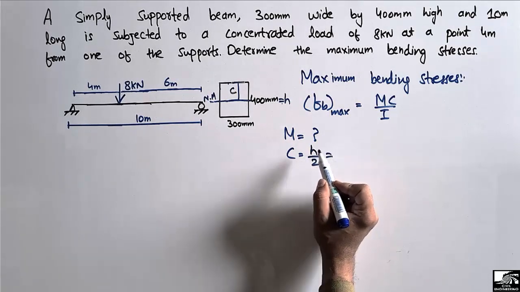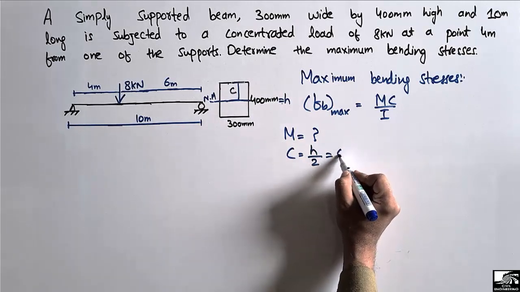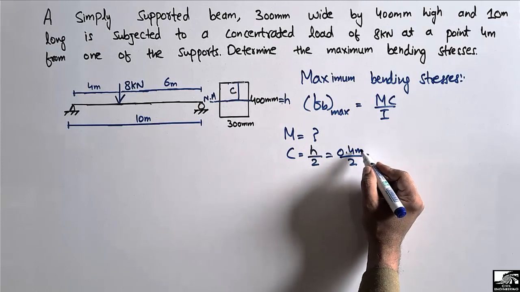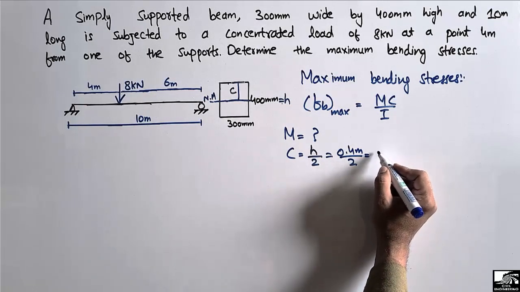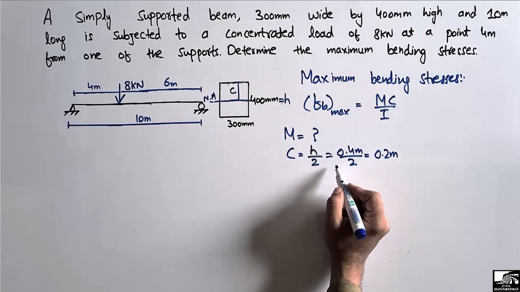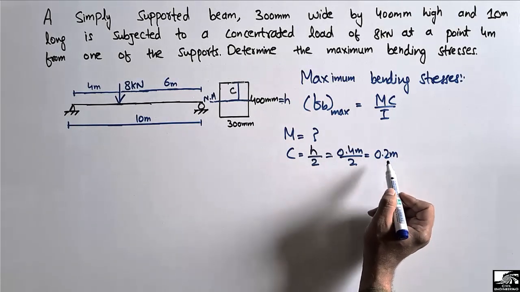So it is half of the thickness of the beam, which is 400 mm. If we convert this into meter, it will be 0.4 meter divided by 2. So from this value, we got here 0.2 meter. So this is the C for this formula, the value of C.